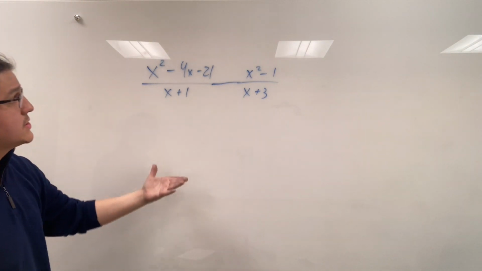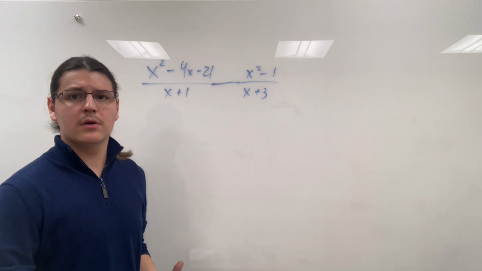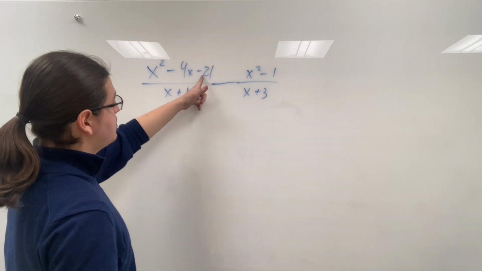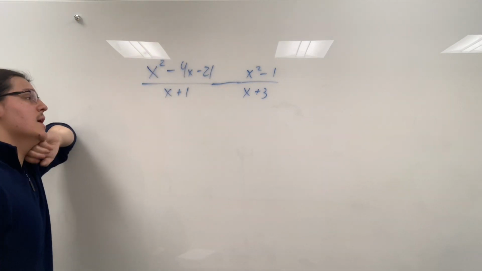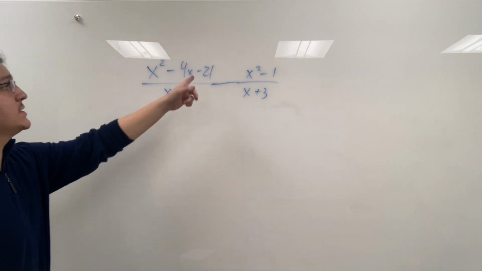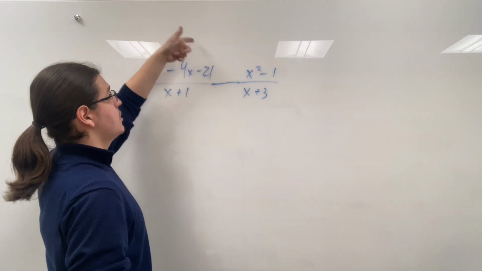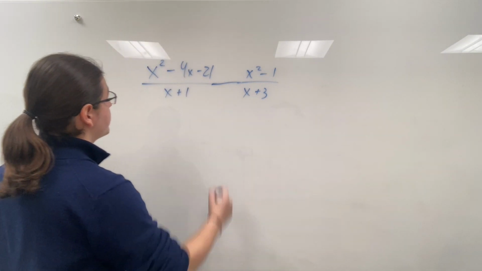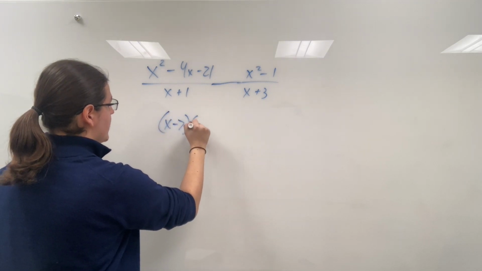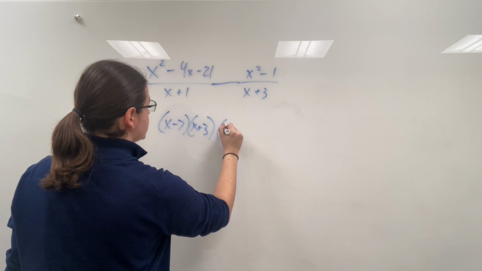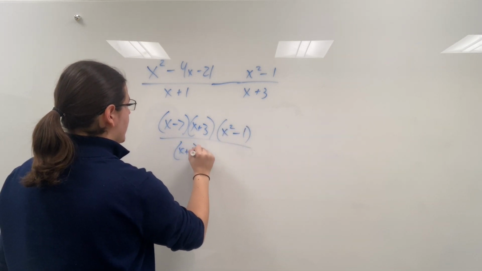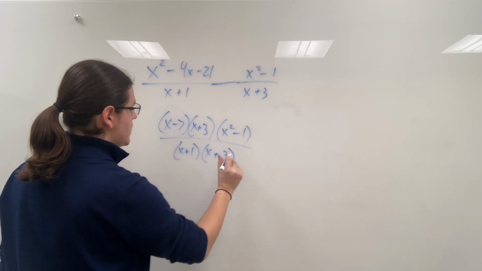Now, the whole process here is just going to be simplifying. Now, x squared minus 4x minus 21, what multiplies to negative 21 and adds to negative 4? Well, this is negative 7 and 3, has to be. So this up here is just x minus 7 times x plus 3, times x squared minus 1, all over x plus 1 times x plus 3.